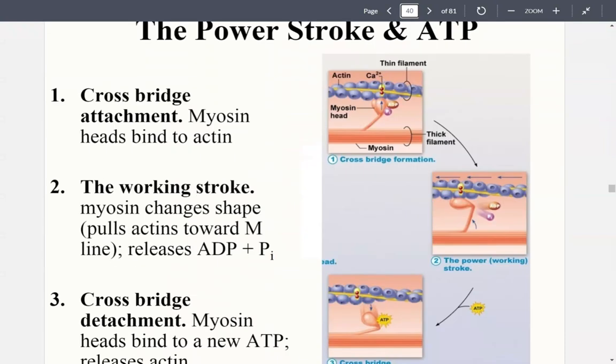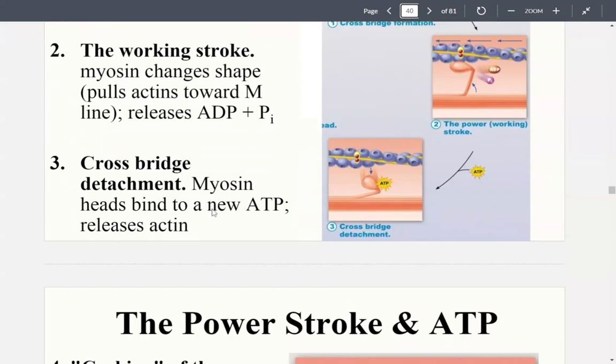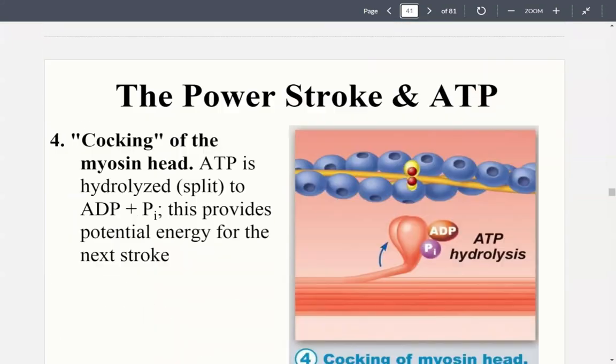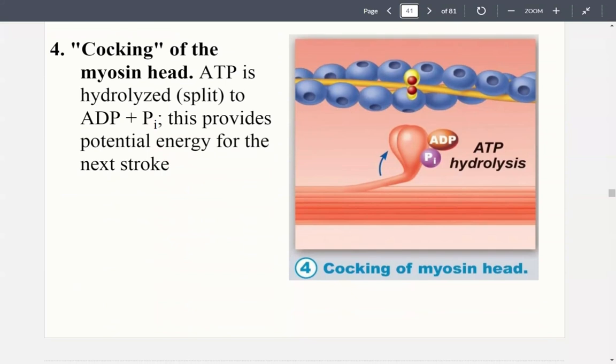All right, here is exactly what I just mentioned. Myosin binds to actin. It cocks, otherwise known as the power or working stroke, detaches. We bind new energy, and then we prime ourselves back up.